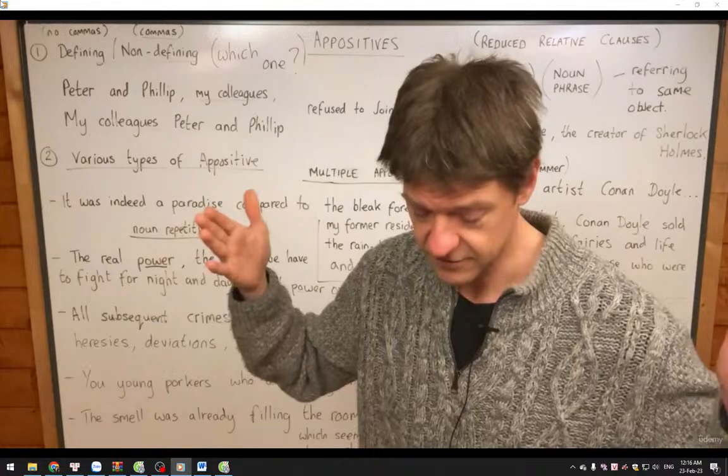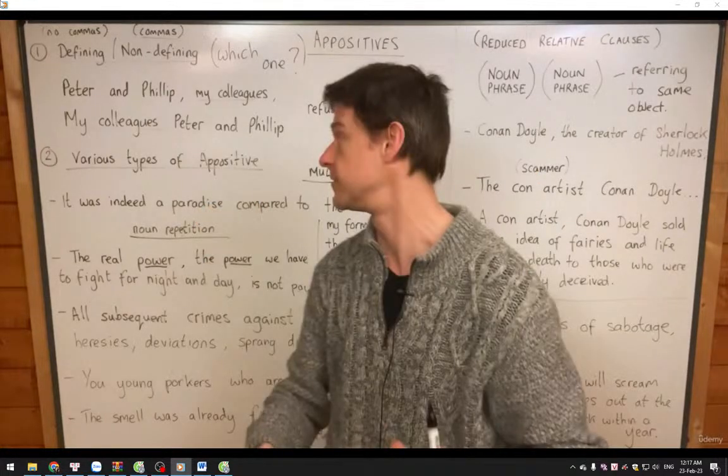And when we say my colleagues Peter and Philip, we are defining which of my colleagues. And so no commas in this one. If you are defining which one, we're defining which of my colleagues: Peter and Philip. Out of a big group, we're defining just those two. And so no commas here. My colleagues Peter and Philip refuse to join us.